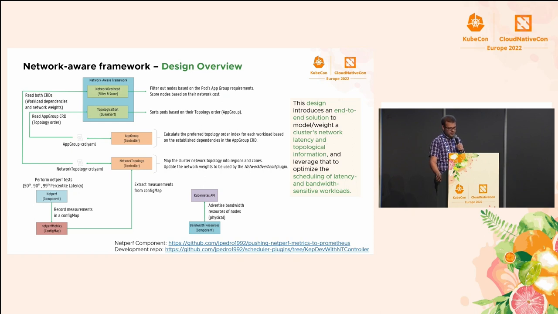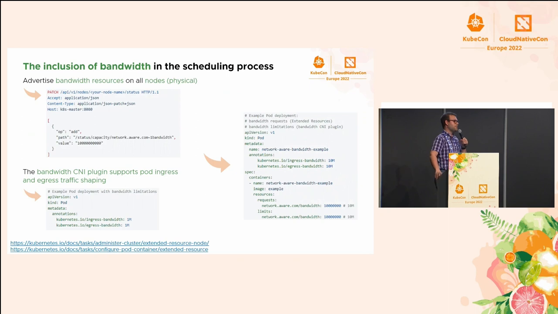Then another important part is bandwidth. We believe that bandwidth should be considered a resource, just as CPU and memory are typically considered in Kubernetes. So we are advertising bandwidth resources as extended resources in Kubernetes, so that you, as a developer, can make resource requests and limits based on this extended resource concept. We also use the bandwidth CNI plugin available in Calico to limit the bandwidth in pod deployments. It currently supports ingress and egress traffic shaping. With this, we try to find better nodes in the cluster by also considering bandwidth as a resource.